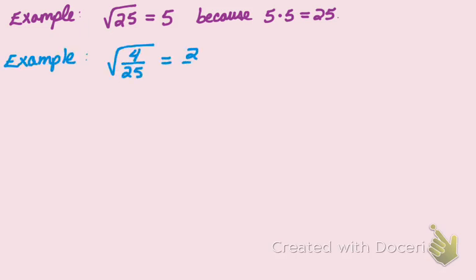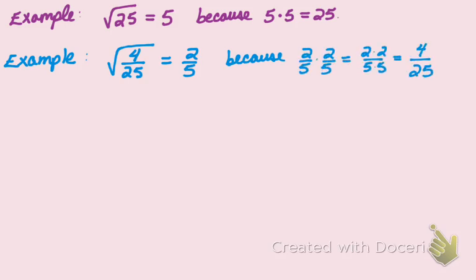So looking at an example, the square root of 25 equals 5 because 5 times 5 equals 25. The square root of 4/25 equals 2/5 because 2/5 times 2/5, remember when we multiply our fractions, we just multiply straight across, so we get 2 times 2 and 5 times 5, and that gives us 4/25. So the square root of 4/25 is equal to 2/5.